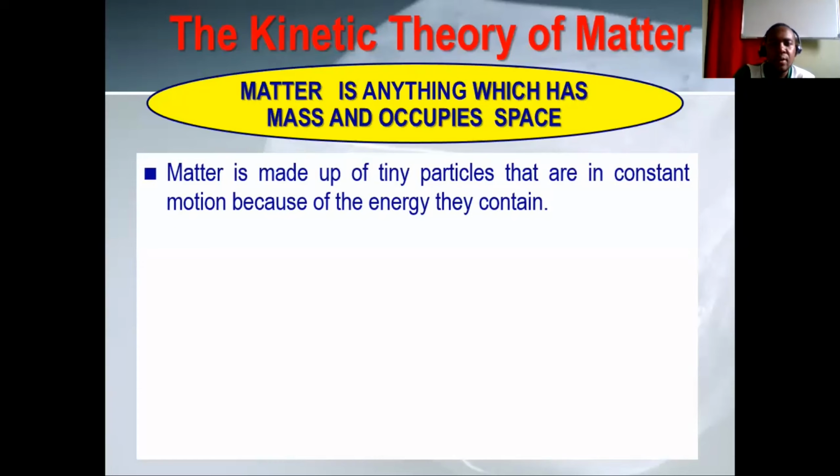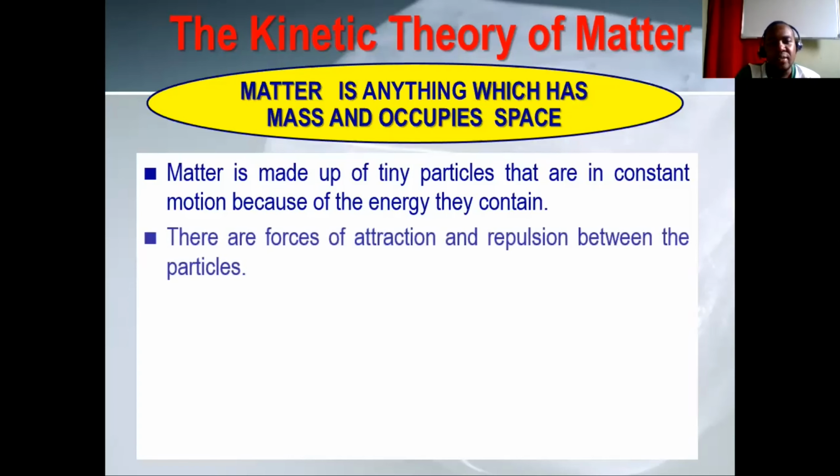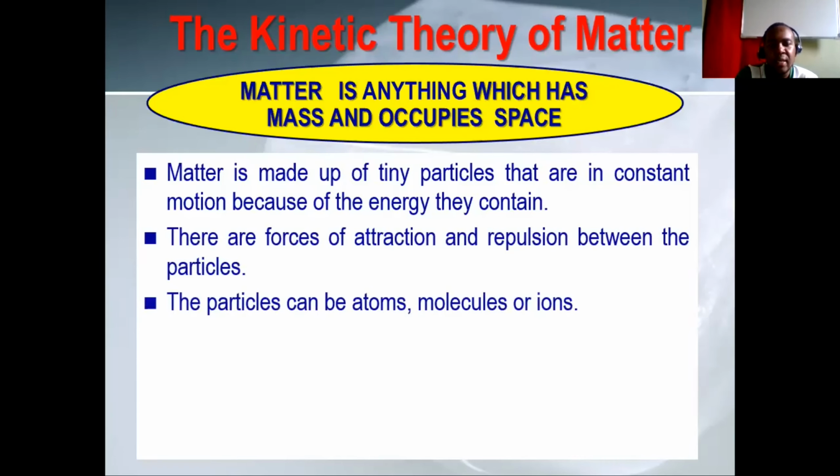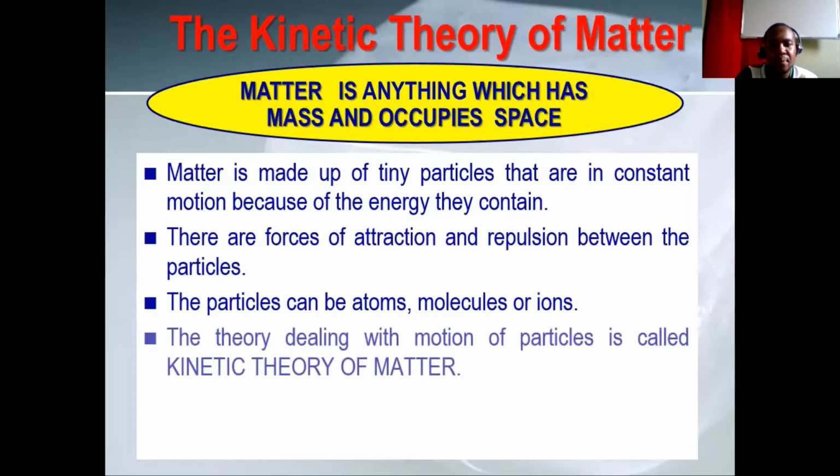All objects on Earth have matter, right? And these are small particles that are just moving in random motion. Then we know that there's a force of attraction and repulsion between the particles. So we have attractive forces and repulsive forces between these particles that make up the objects. The particles can be atoms, molecules, or ions, and we're going to look at those as we go along.